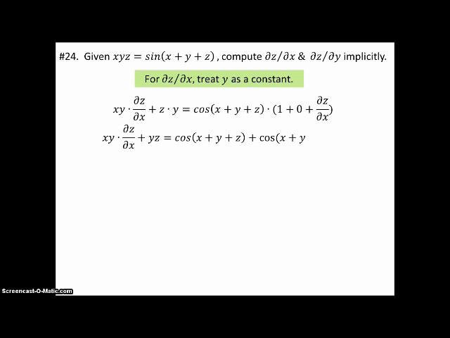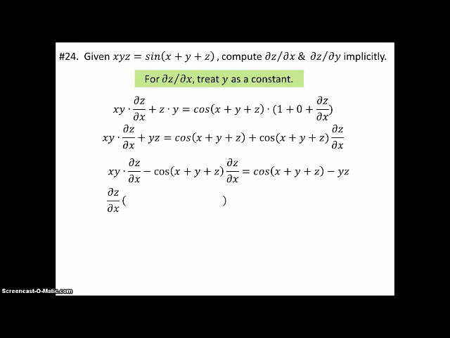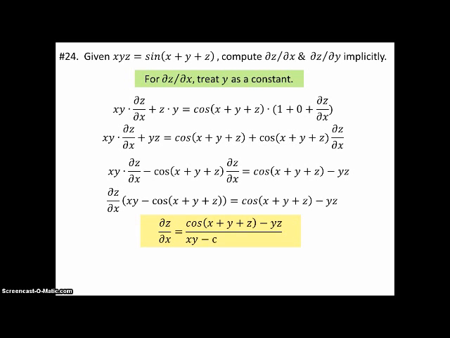Now in the next step, we're distributing the cosine of x plus y plus z over the quantity 1 plus the partial derivative of z with respect to x. And then we need to get our partial derivatives on one side and any term without a partial derivative on the other side. Then we can factor out our partial derivative and finally divide by the quantity on the left.